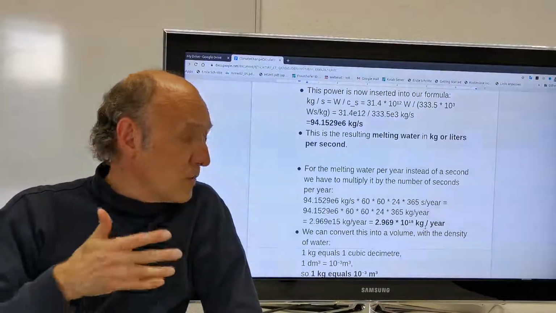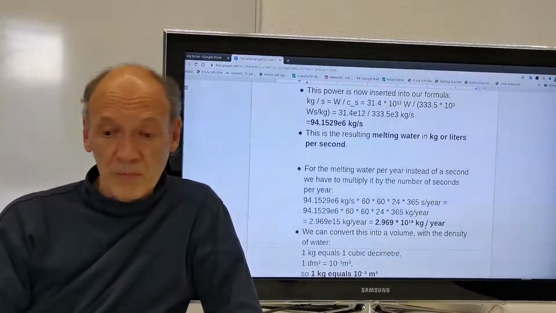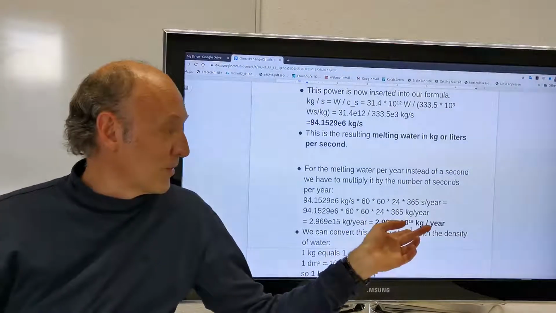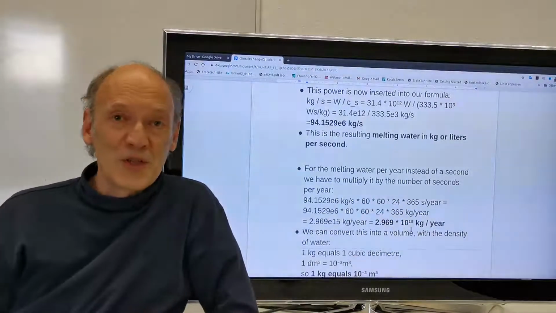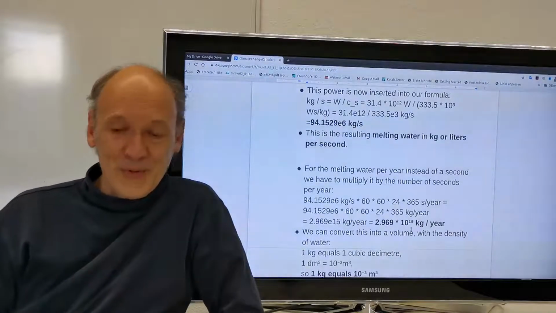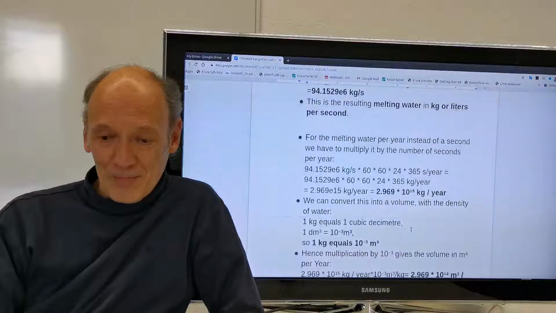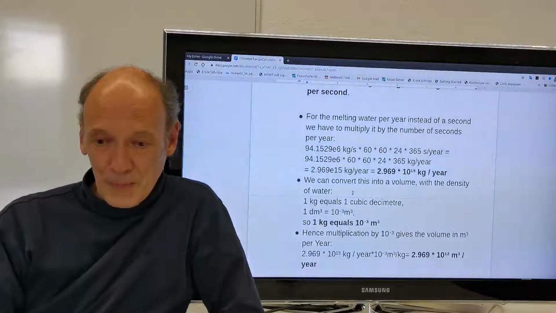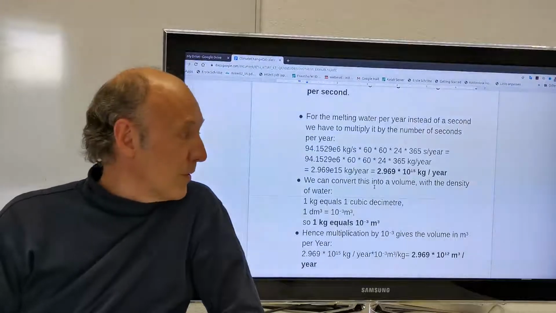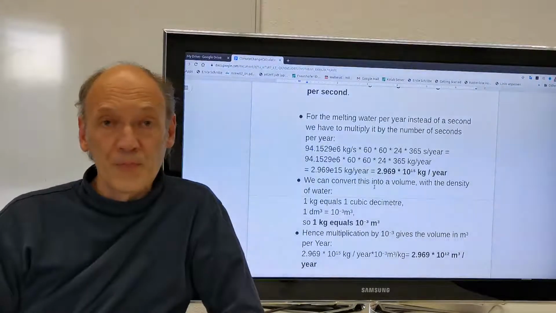So this is actually even more difficult to imagine. 10 to the 15th is a really large number, and that also shows the advantage of having this exponential notation. In this way we can easily handle really large numbers. So good for computing. So then we can convert this result into a volume, right?